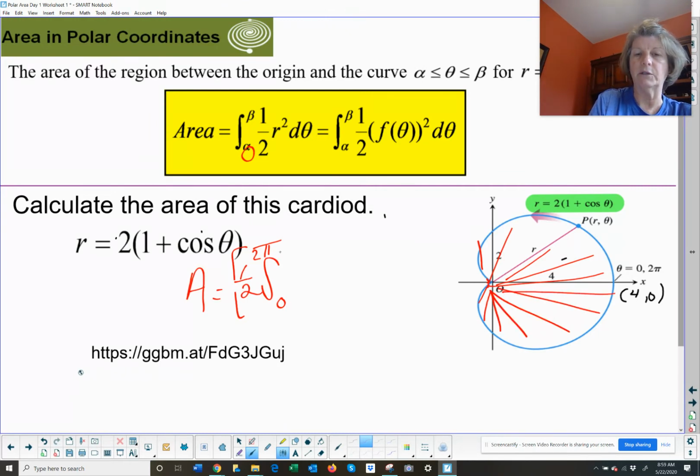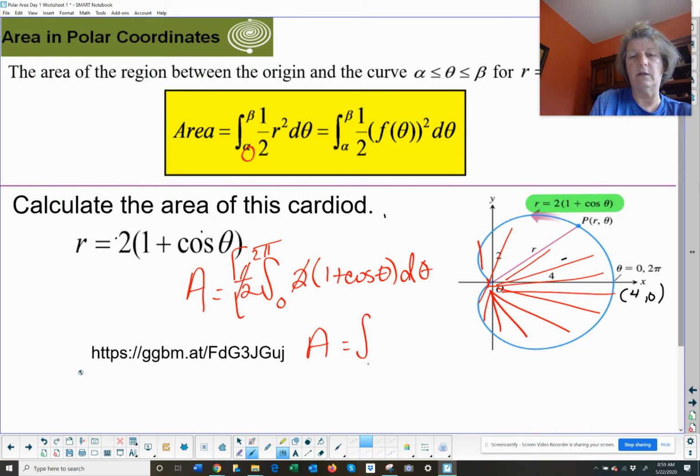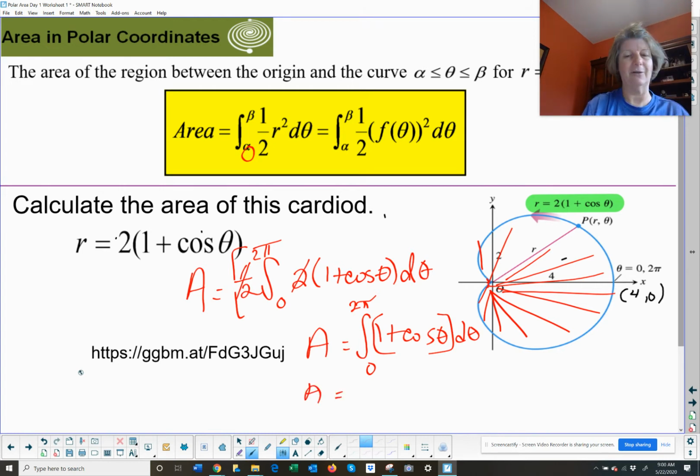So I'm going to go 0 to 2 pi of, what was our curve? 2 times 1 plus cosine theta d theta. If I were to do this by hand, I'd probably bring the 2 out front and cancel with the 1/2, making or multiplying it and getting 1. And that would make this a little bit easier to calculate by hand, getting us an area. I'm going to just go ahead and find the answer so we don't have to do it by hand, of 6 pi. I'm going to trust that you can do that integration.